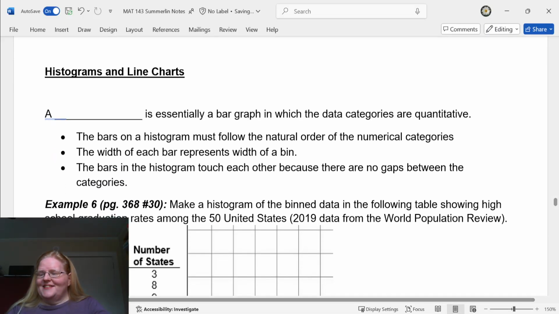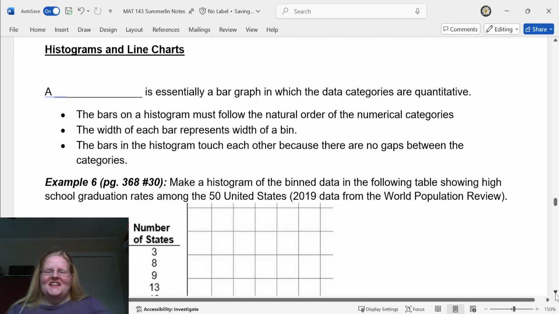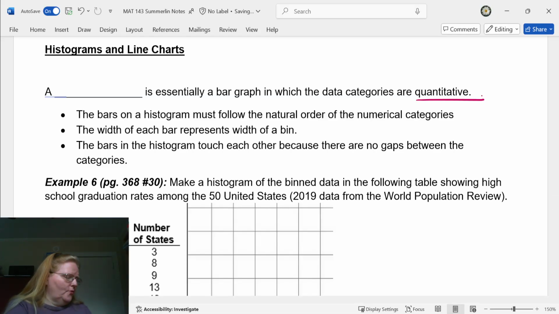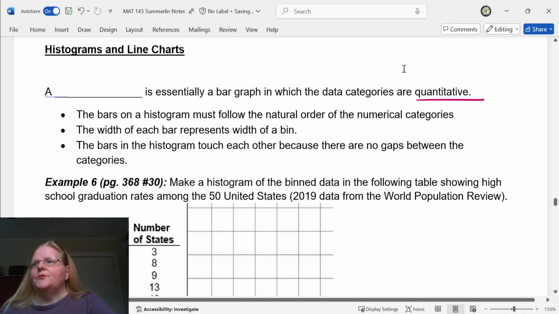Histograms and line charts. Histograms and line charts are used with, I can talk. They're used with quantitative categories. But I think we're going to do it in a different recording. I'll be back.